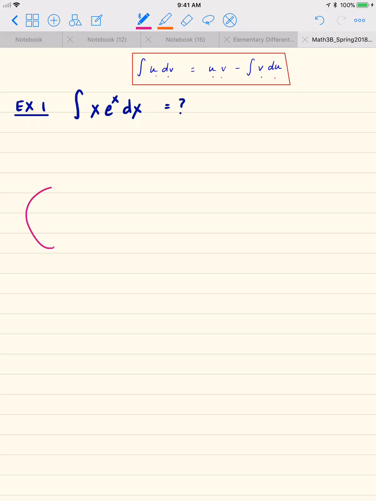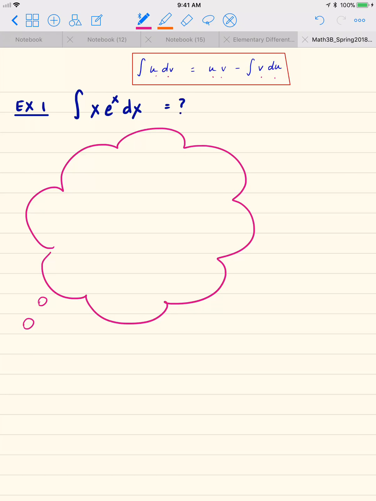Okay, so if we want to integrate x times e to the x dx, let me tell you what we're thinking. This is my thought bubble, or how you should be approaching it. You should be thinking, how can I rewrite this integral? If this is the integral of x times e to the x dx, I need to write it as the integral of u dv. So I need to know what is u and what is dv.